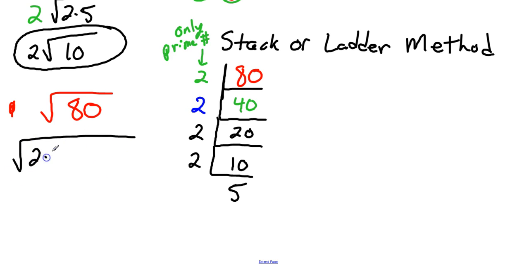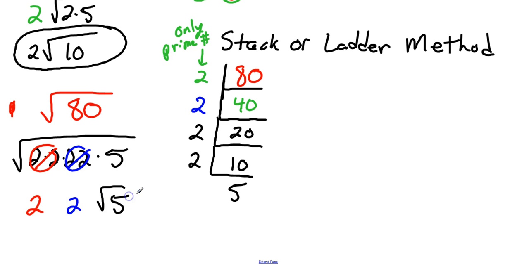So 80 would be 2 times 2 times 2 times 2 times 5. So there's one pair of 2s, so that 2 gets out. There's another pair of 2s, so that 2 gets out. The 5 is stuck on the inside by itself, so it's going nowhere. And because it's still multiplication, if you pull numbers out, you're going to multiply those two numbers together. So 2 times 2 would make that 4, square root of 5.